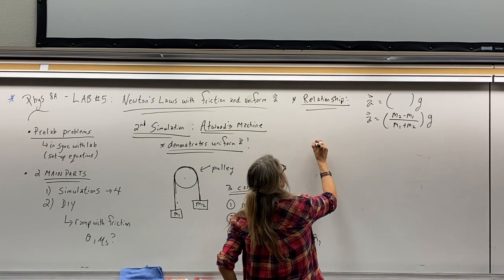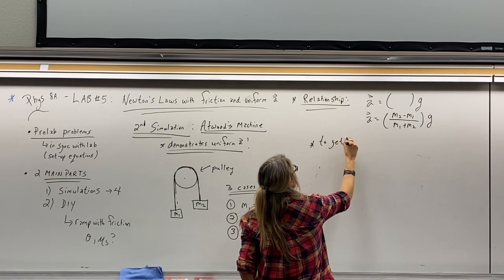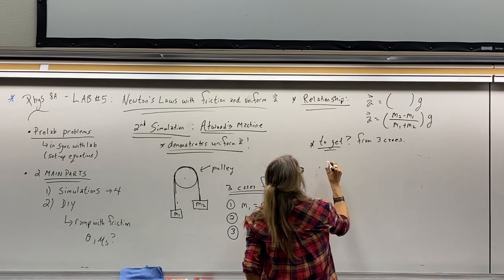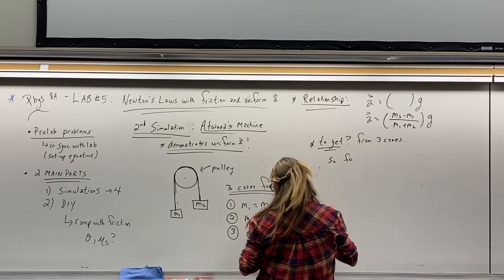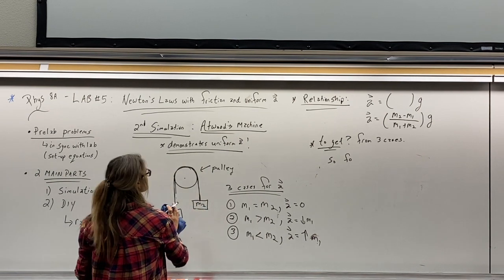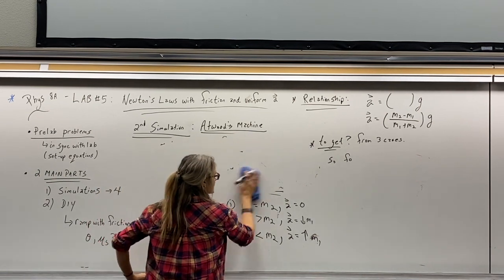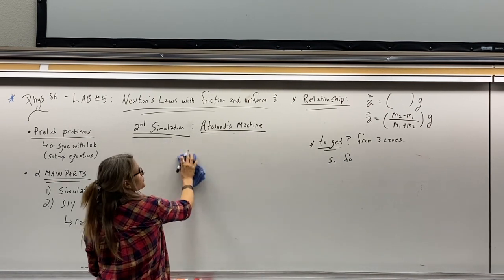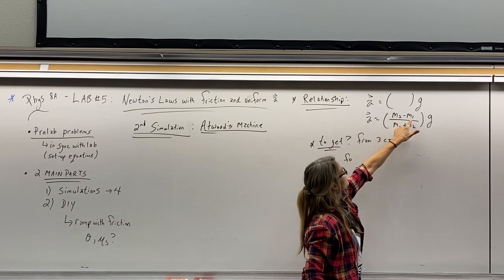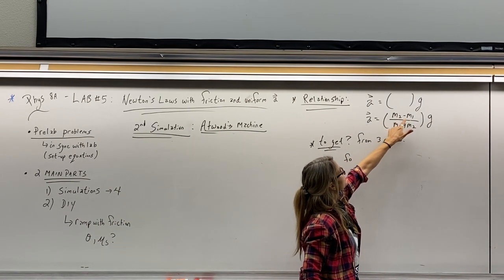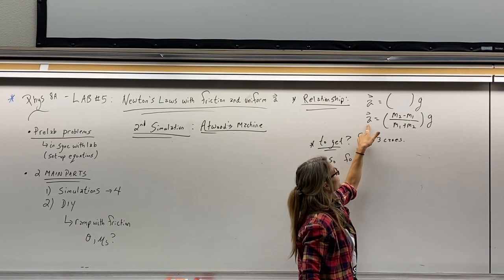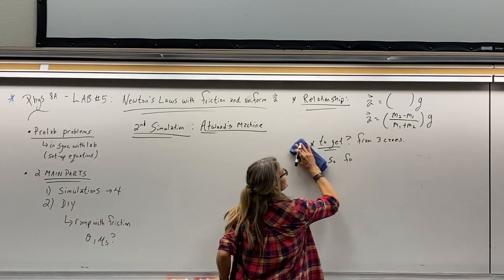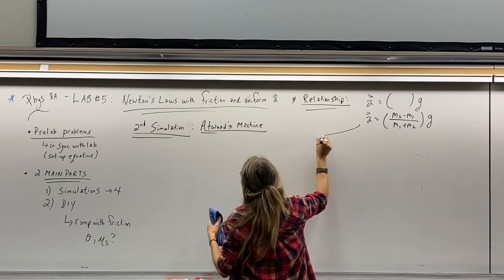So how do we get this? Well, let me go ahead and look at the three cases. Not the first case, the second case. Because for the first case, if M1 and M2 are equal, you could see that this is going to cancel out. You'll get 0, and your acceleration is 0 times little g, which is 0, and there's no acceleration as we predicted. So let's go on to the second case.